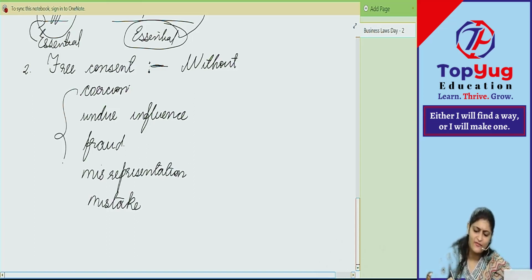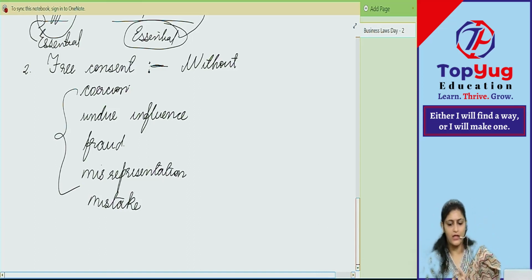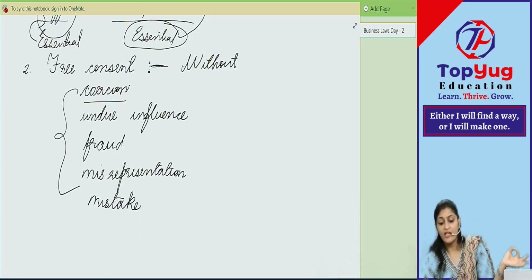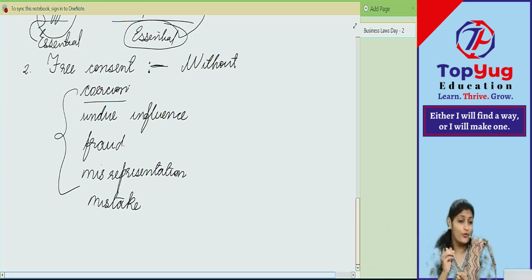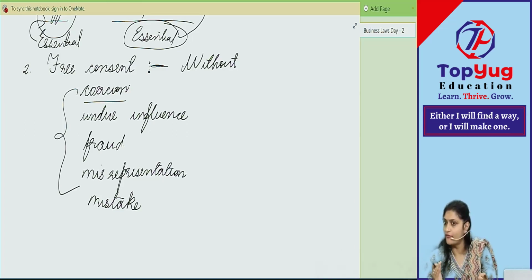So if any contract is entered without coercion, without undue influence, without fraud, without misrepresentation, without mistake, then only the consent is free. Otherwise, if you have coercion, not free. If you have undue influence, not free. If there is any fraud, not free. If there is any misrepresentation, no free consent. If there is any mistake, no free consent. Apart from these, all are considered to be of free consent.